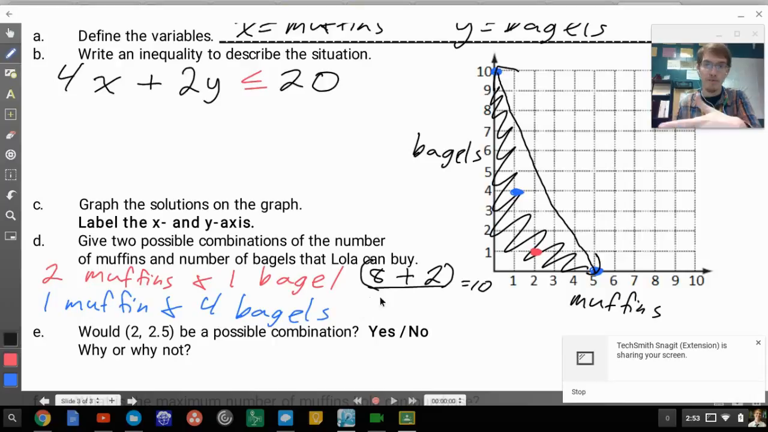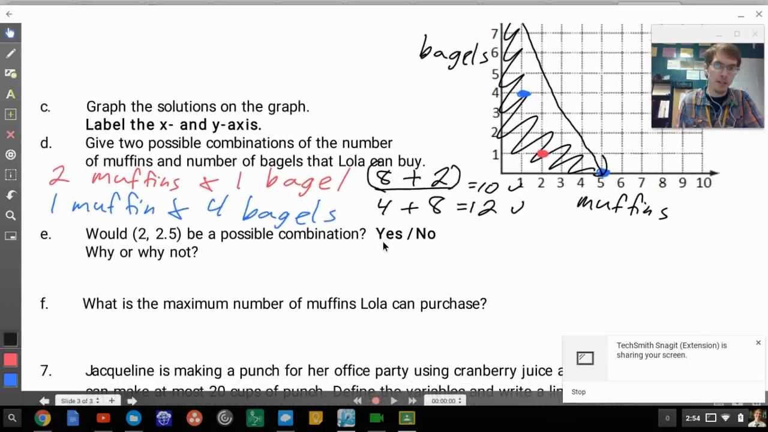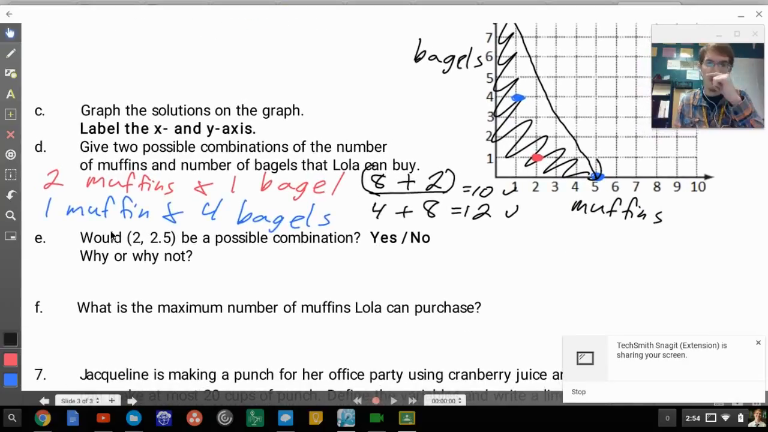If she did 1 muffin, that would be $4. And 4 bagels, well, they're $2 a piece, so that'd be $8. So that's $12. So actually, both of those check out. Those numbers make sense. So probably could have been doing that this whole time. Our last, well, actually I have 2 more. Could 2, 2.5 be a possible combination?